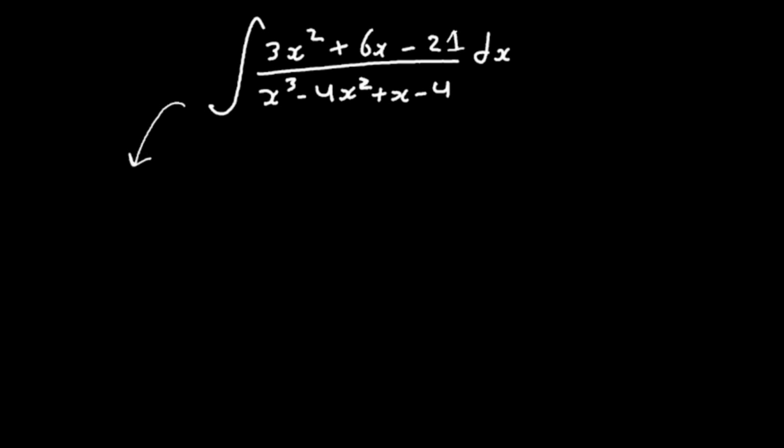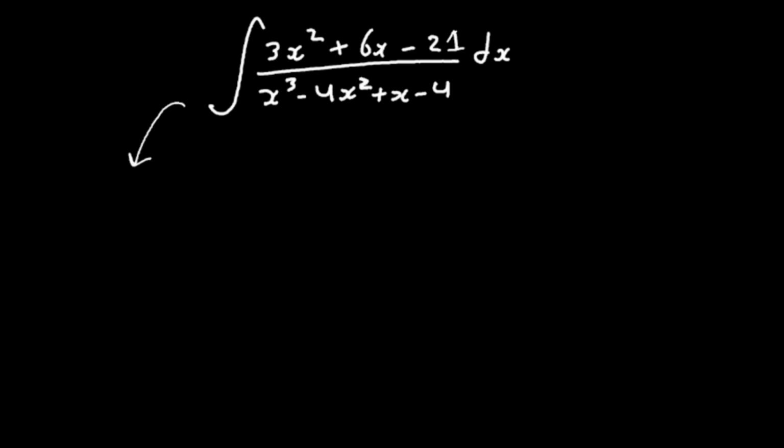The first thing we need to do, before we do anything else, is check the degree of the numerator and the degree of the denominator. The degree of the numerator is 2, because our highest term is x squared. For the denominator, it's 3. If the degree of the numerator is equal to or greater than the degree of the denominator, then you need to use polynomial long division. But here, our degree is 2 on the top and 3 on the bottom, so we do not.